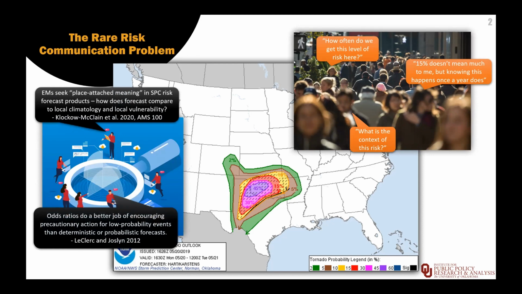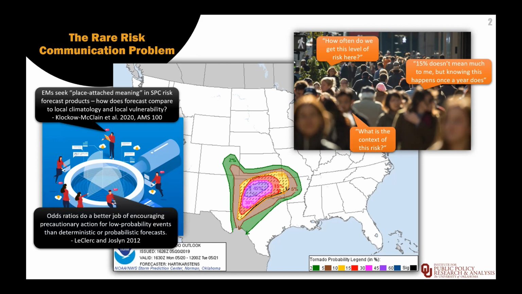Other research has shown that there is a desire for context, even with groups like emergency managers. So we see that emergency managers have been seeking place-attached meaning in these outlook products. They want to know how the forecast compares to both local climatology and local vulnerabilities. And we've also seen that odds ratios, which are a way of comparing the likelihood in the forecast to the climatology behind the scenes, do a better job of encouraging precautionary action for low probability events than yes or no deterministic or probabilistic forecasts.